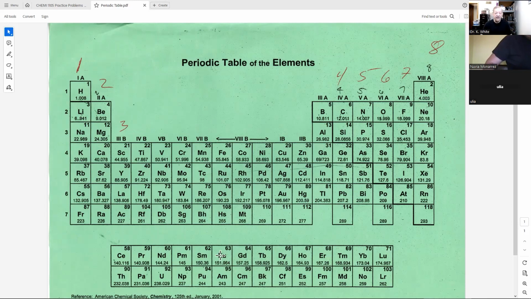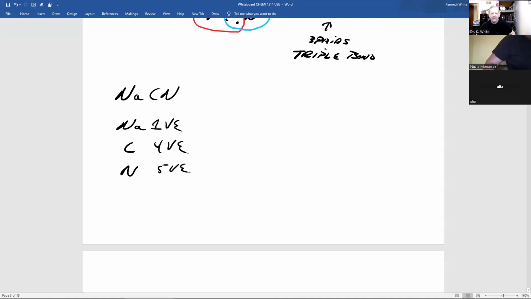So what does this mean? Well, let's find out. Sodium will always be a +1. Now, carbon has 4 valence electrons. Nitrogen has 3.